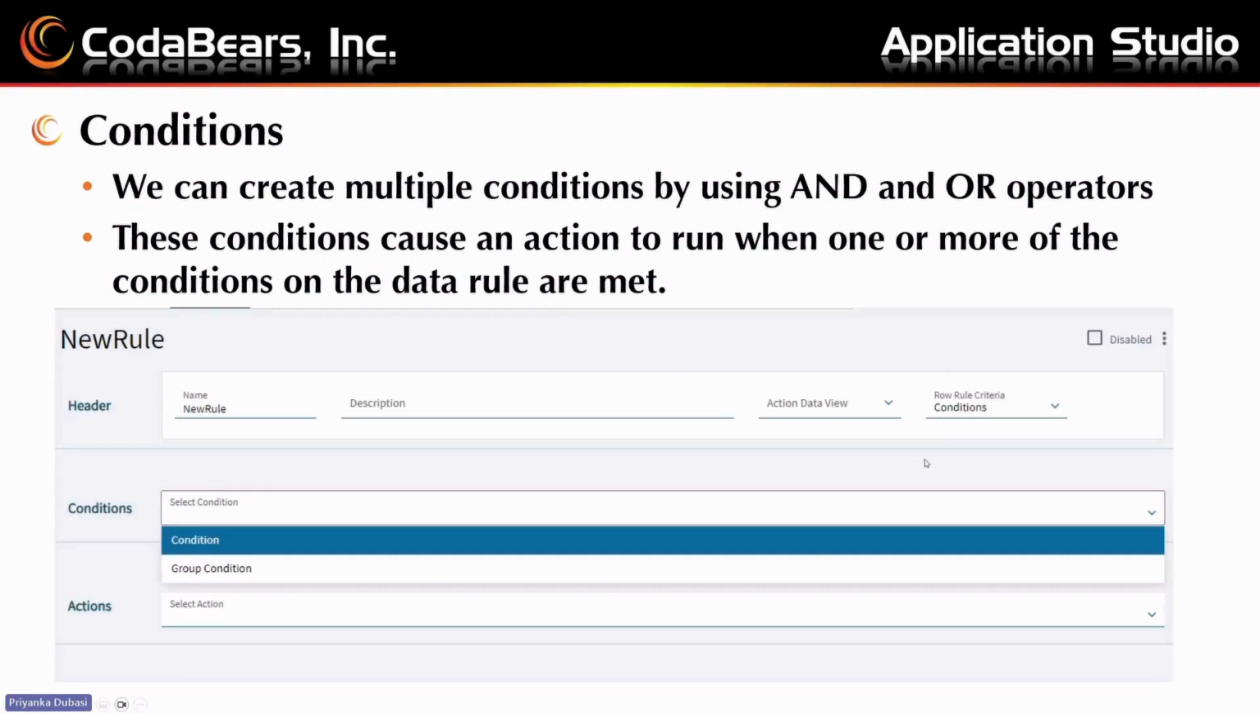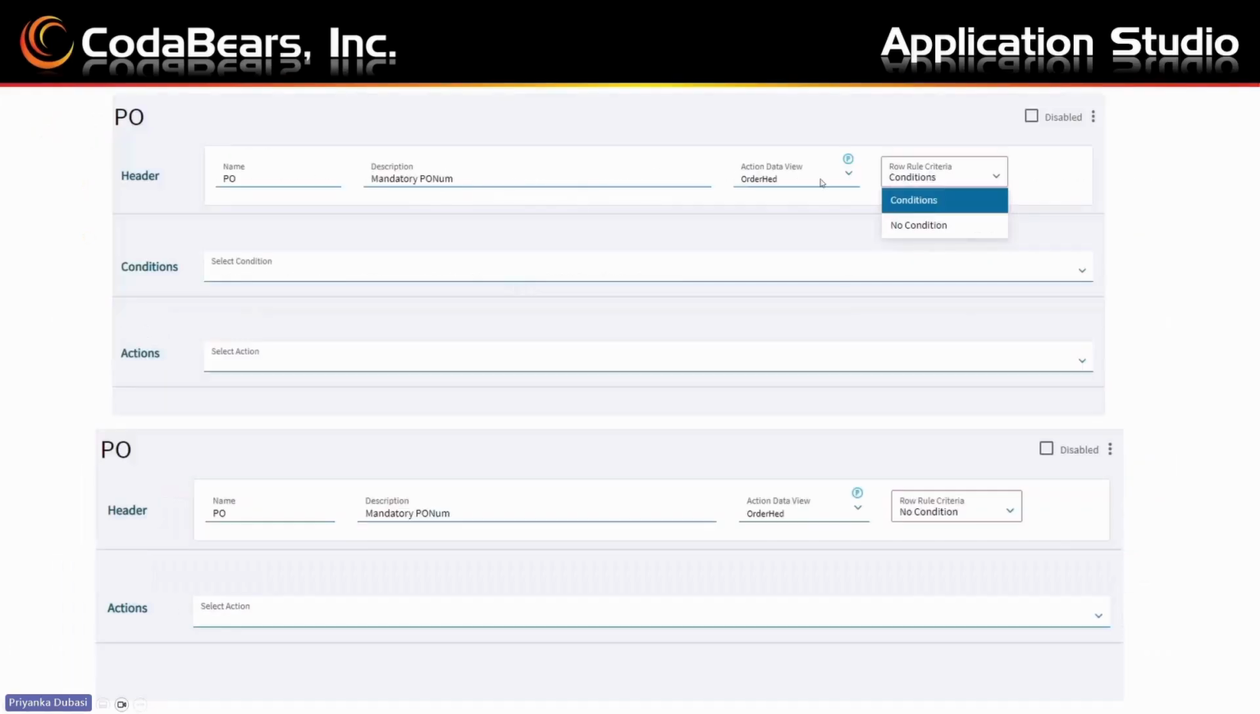We can give multiple and or operations in our conditions. These conditions can cause an action to run when one or more of these conditions on this data rule are met. I put in the screenshot here because I just wanted to show that you can have a group condition too. You can have a regular condition or a group condition, and then you just have to specify those conditions here, and you can have your data rule working. I put in a little screenshot here to show how you can have conditions as well as no conditions. Without any conditions, you can just do some kind of an action on a data view, even without putting in any conditions.